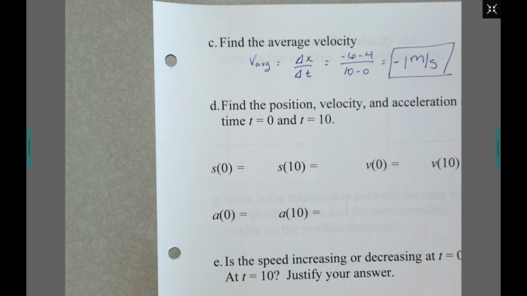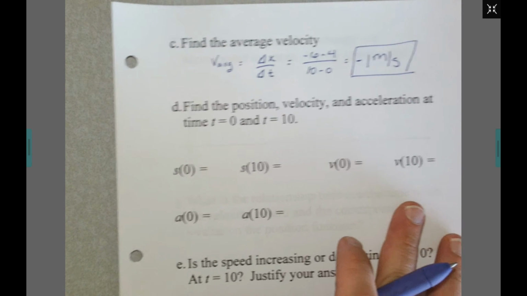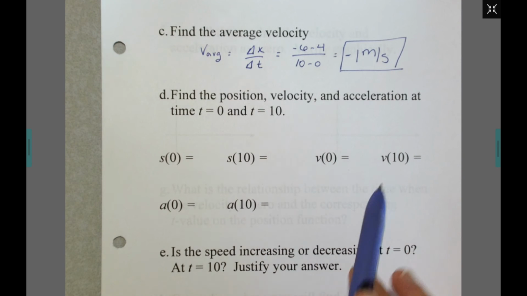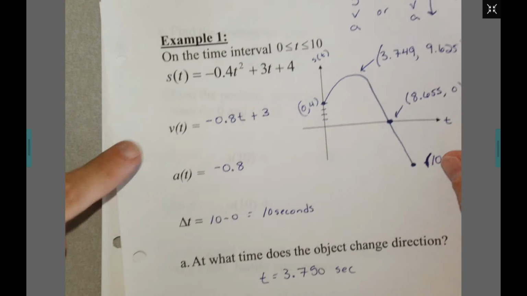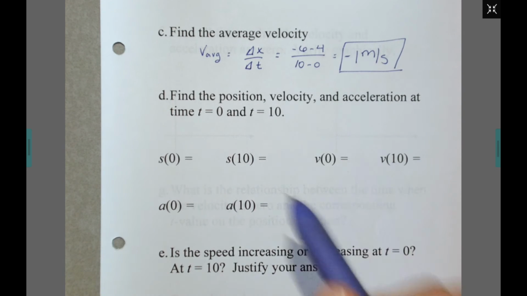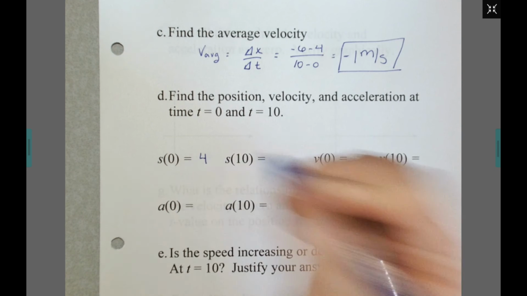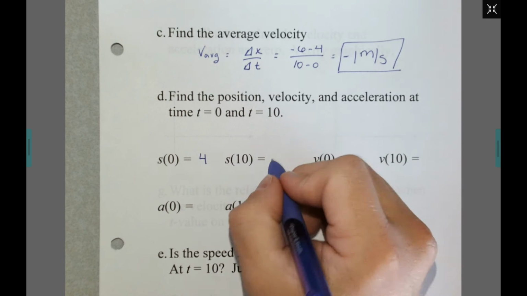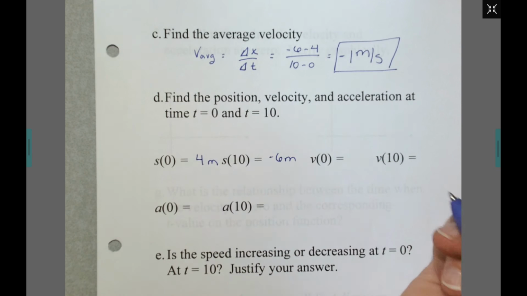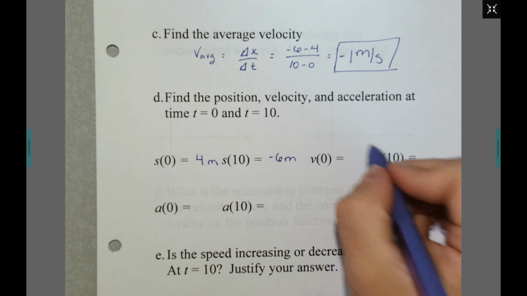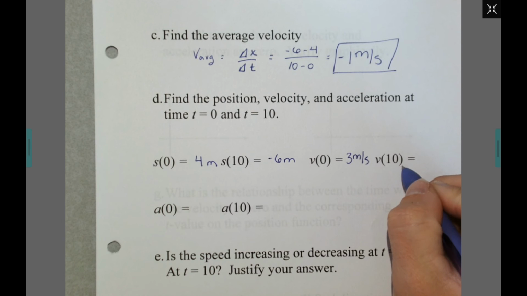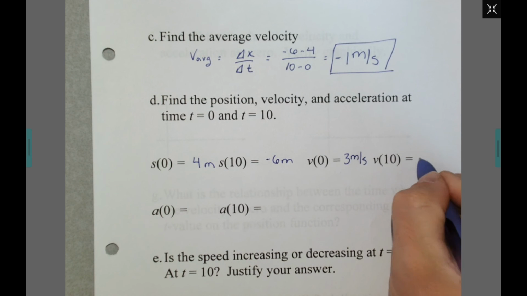All right, from there, they want to find position, velocity, acceleration at these different times. They want S of 0, S of 10, so on and so forth. You are going to go back and use these functions right here. We're just plugging in. So if I plug in 0, we're going to get 4 for my position. Plug in 10 to the position, and get negative 6. And these are meters. Velocity, plugging in 0, I'm going to get 3 meters per second. Plugging in 10, I am going to get negative 5 meters per second.